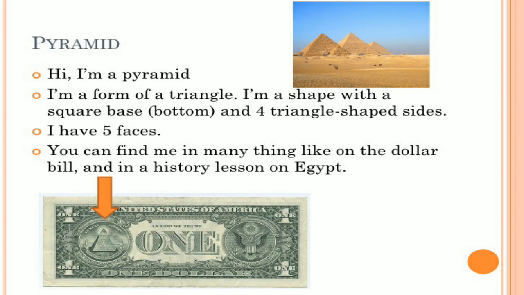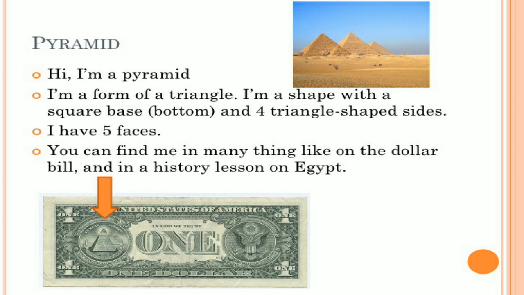It's a pyramid. Here we can find a pyramid shape. Also here we can find a pyramid shape. I am a pyramid. I have a front of a triangle, and I have a square base bottom and four triangle shaped sides. I have five faces. You can find me in many things like dollar bills and history lessons in Egypt.